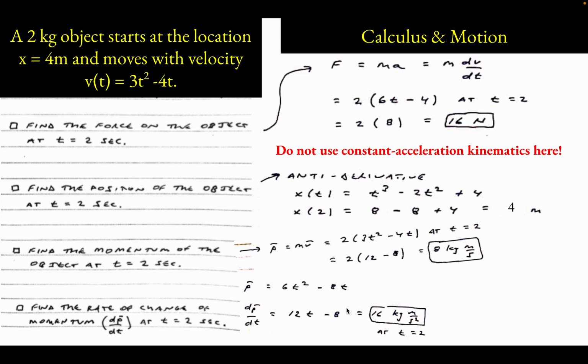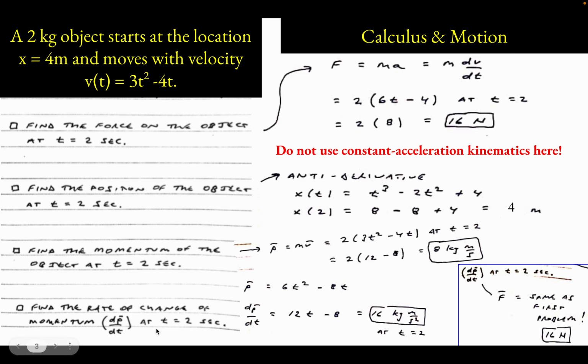And if we check it at t equals 2 seconds, you'd get 16. Now, that's no accident. That is the same answer that we got when we found the force, because the rate of change of momentum is the force. And so that's why we got 16 newtons for the force at 2 seconds, and also the rate of change of momentum was 16 at t equals 2 seconds.